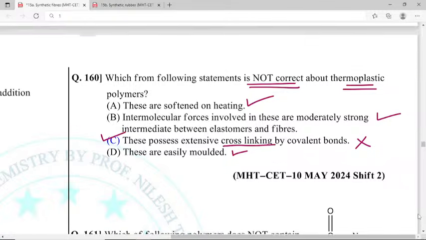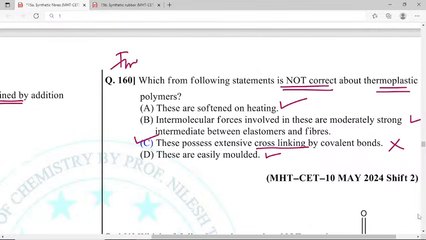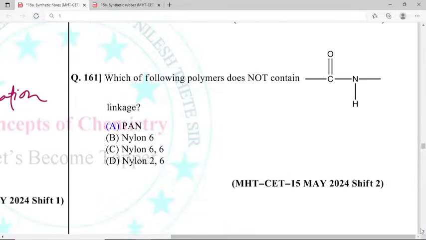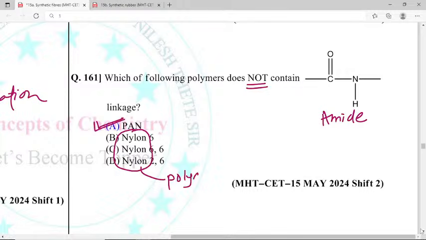This is a very, very important question for your CET exam 2026. Which of the following polymers does not contain CONH, the amide linkage? PAN is the example, and all these are nylon. Nylon stands for polyamide.